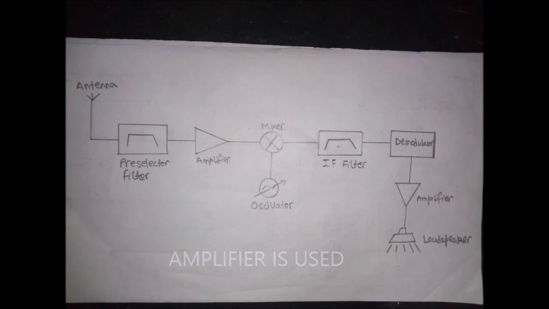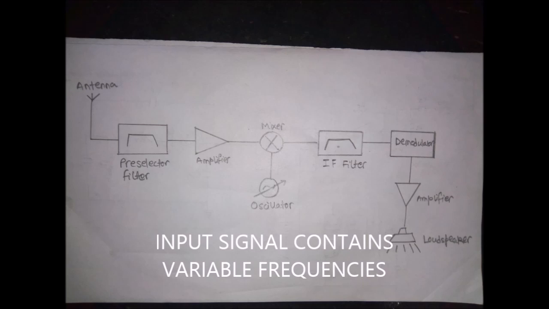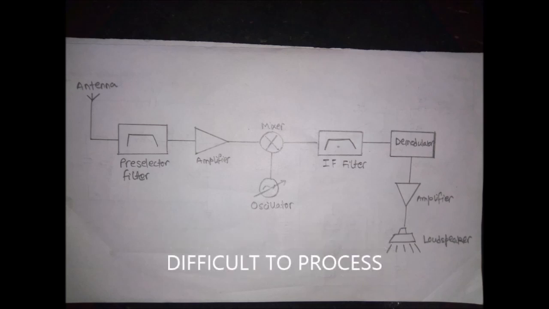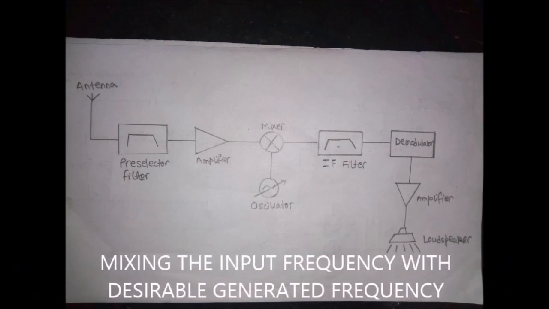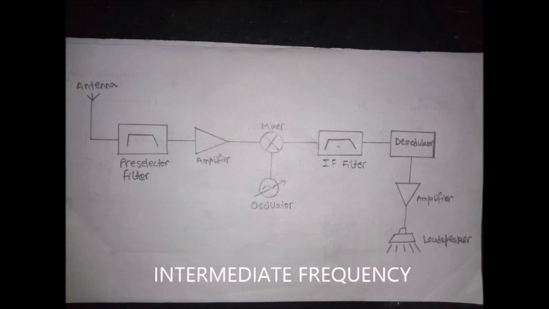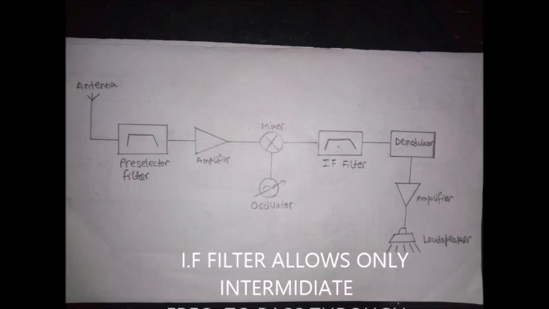Now Wasih will explain to us why a mixer is needed. As explained by Ataul, the input signal contains variable frequencies. Therefore, it is difficult to process this signal and it may give poor performance. This problem is solved by mixing the input frequency with a desirable generated frequency, and thus it produces a fixed frequency called the intermediate frequency or IF, and it improves the performance. In order to ensure that only the created intermediate frequency passes through, an IF filter is used.